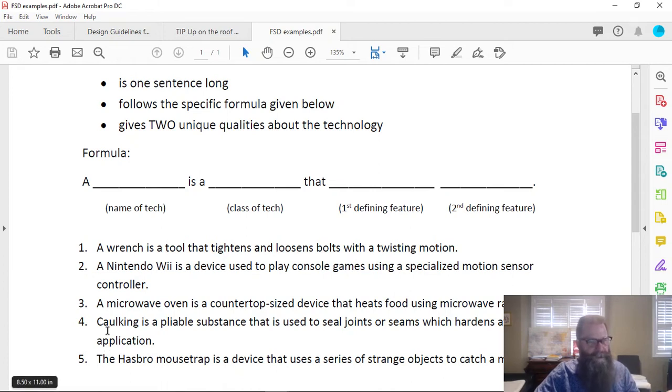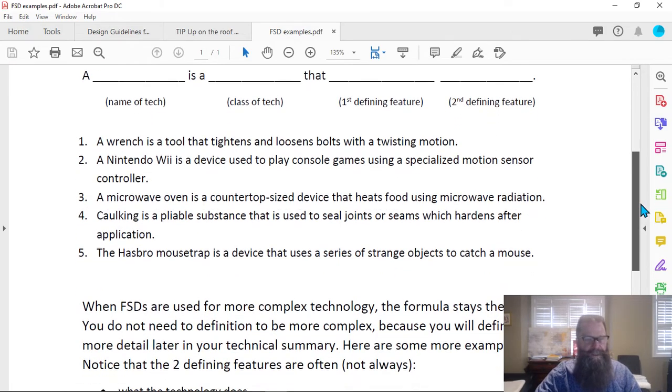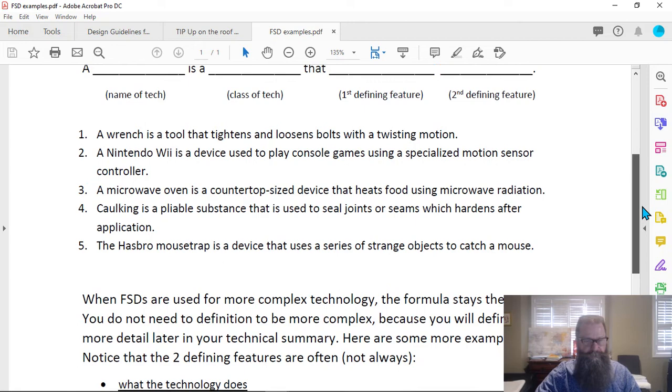Okay, microwave oven, a countertop sized device, heats food using microwave radiation. Caulking is a pliable substance used to seal joints or seams, hardens after application. Hasbro mousetrap, device, series of strange objects, catch a mouse. Right? All follows that formula. So when we're using formal sentence definitions for more complex technology, the formula stays the same, right? You don't need the definition to be more complex. Again, you're giving more details later in your technical summary.